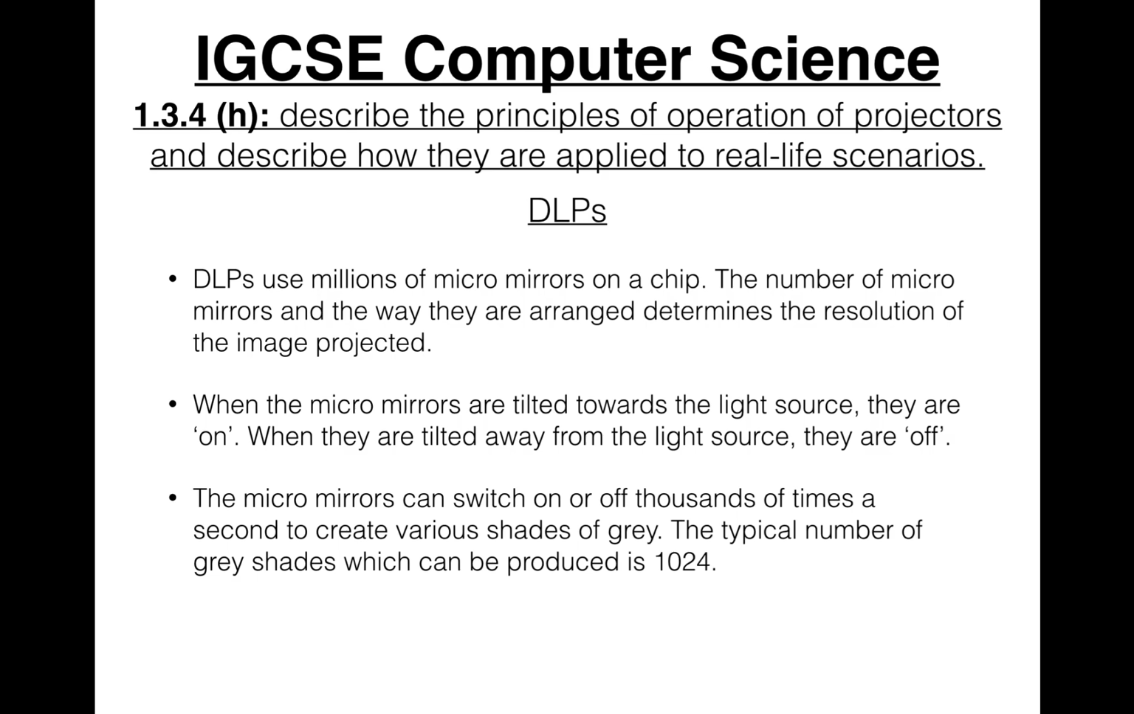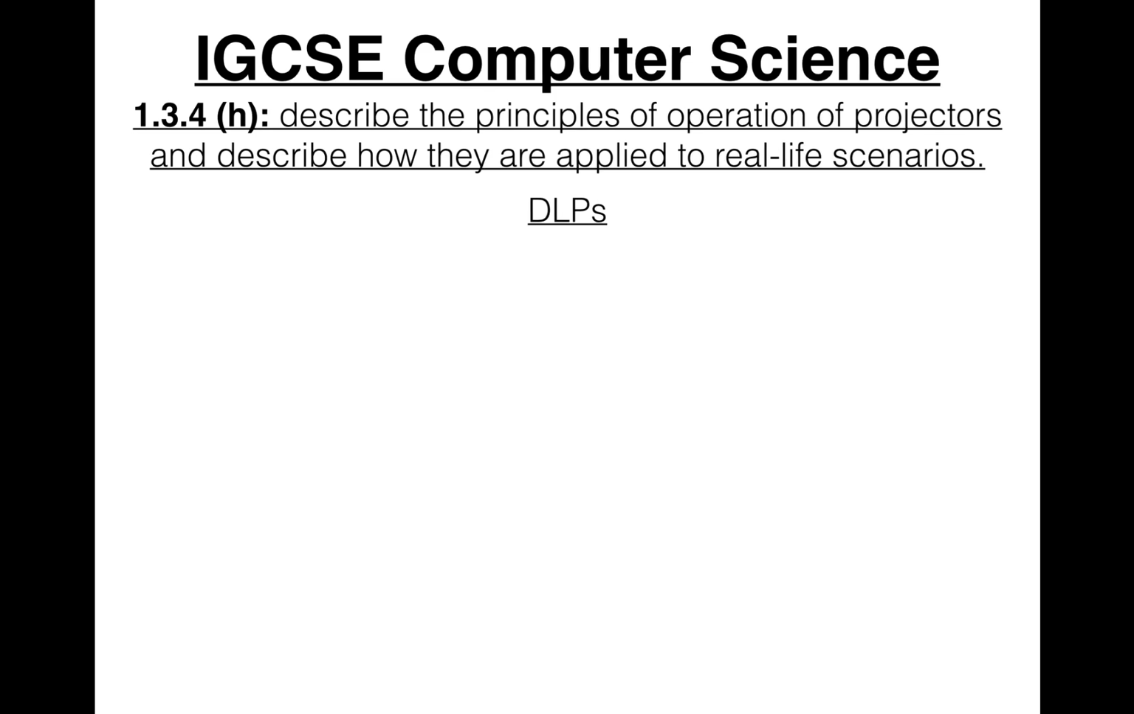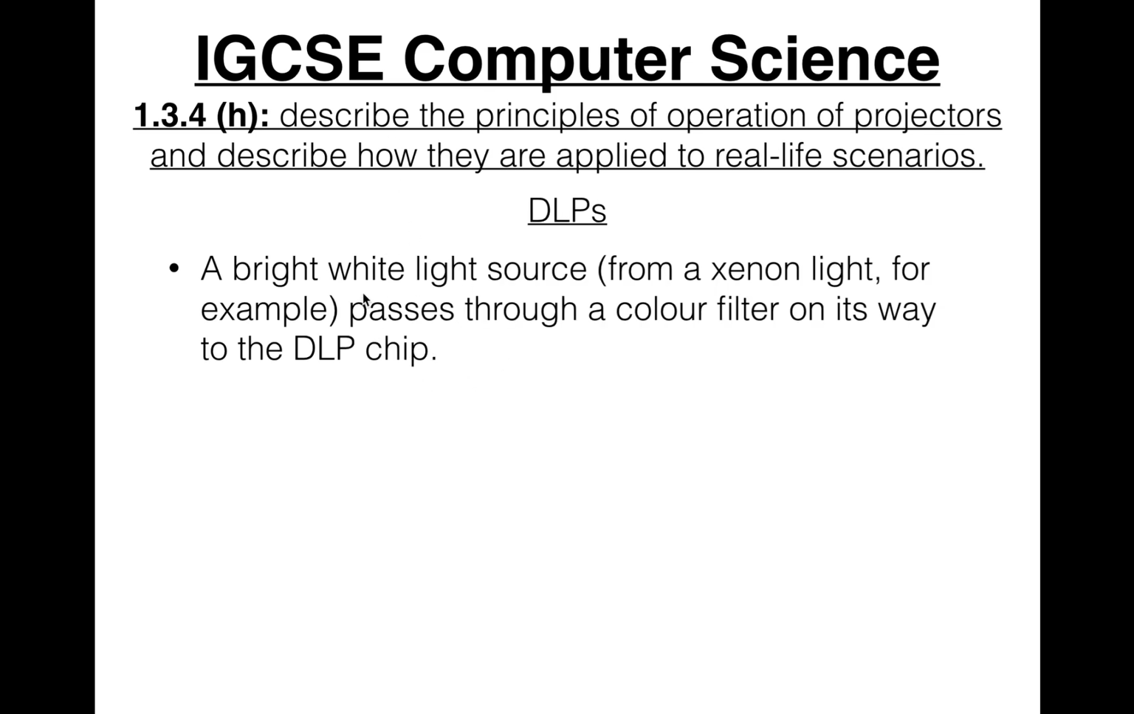The typical number of gray shades which can be produced is 1024. So, let's look at an example. We're not really looking at the example, I'm telling you the example. You're kind of looking at the text, but if the mirror turns on more times than it turns off, a lighter shade of gray will be produced.